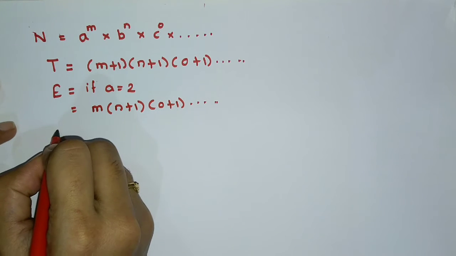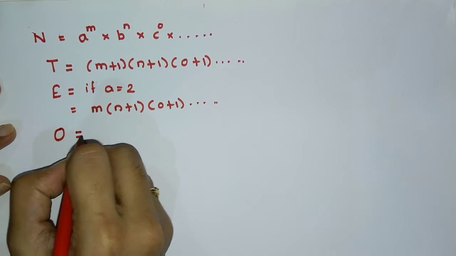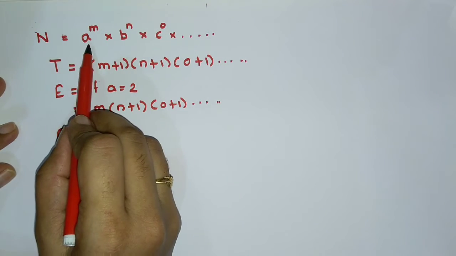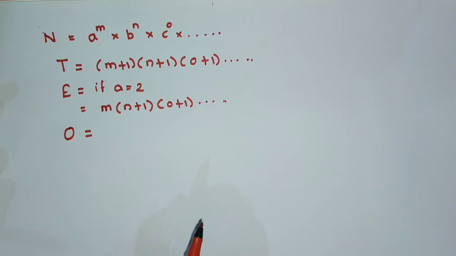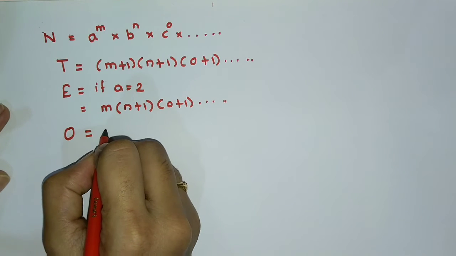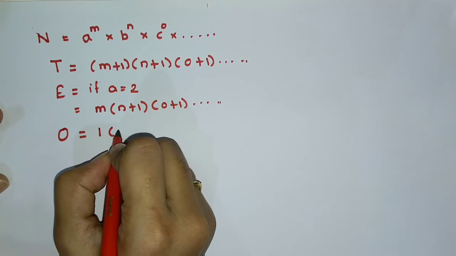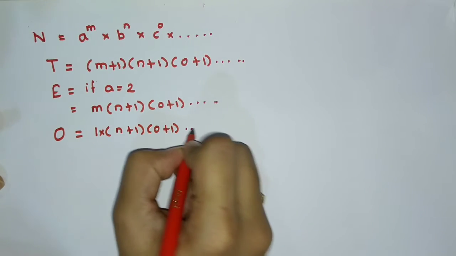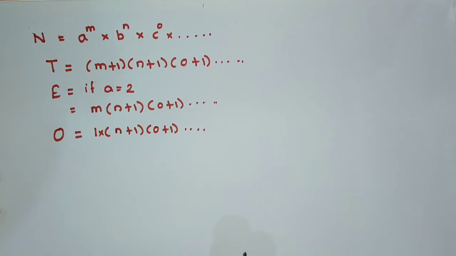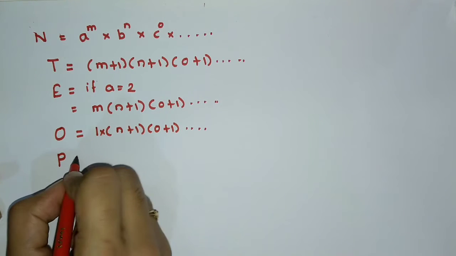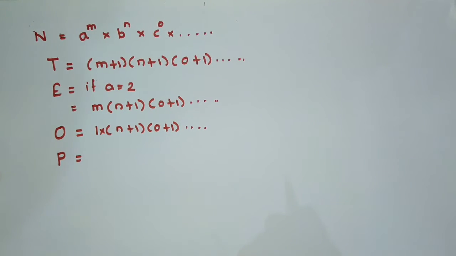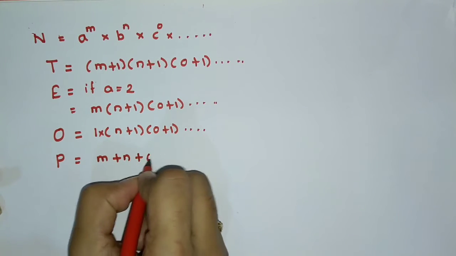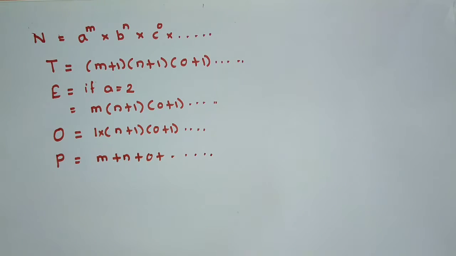Okay. Now total number of odd factors. Okay. Except a raised to 0, all the other factors or the terms are even. So we are not going to consider them. A raised to 0 is nothing but 1. Now 1 into n plus 1 into o plus 1 and so on. These are the odd factors. Now total number of prime factors. Total number of prime factors is the addition of the powers: m plus n plus o plus and so on.